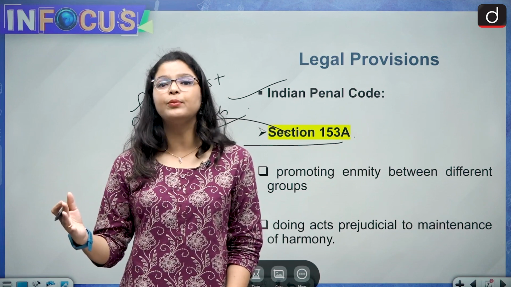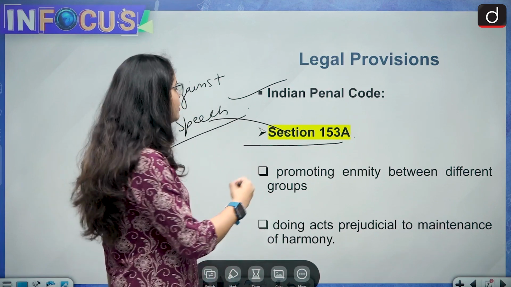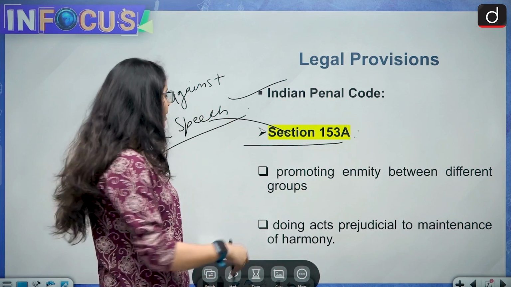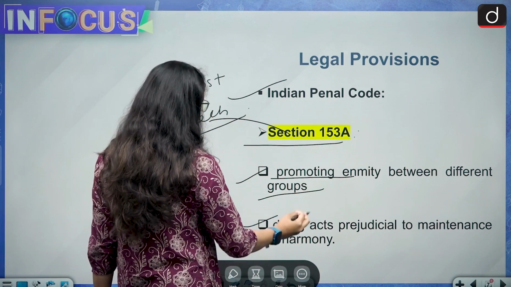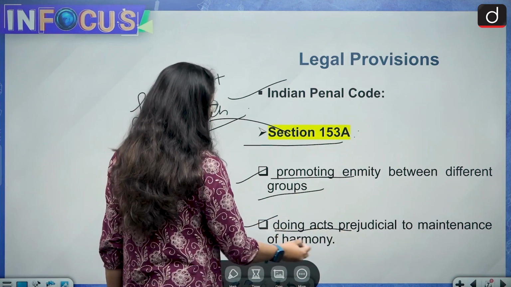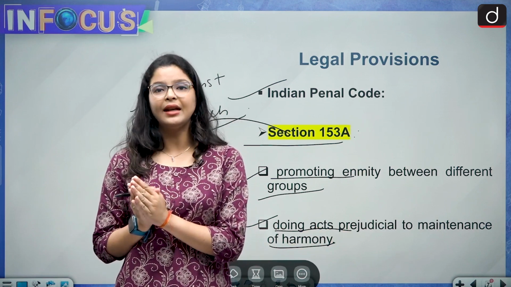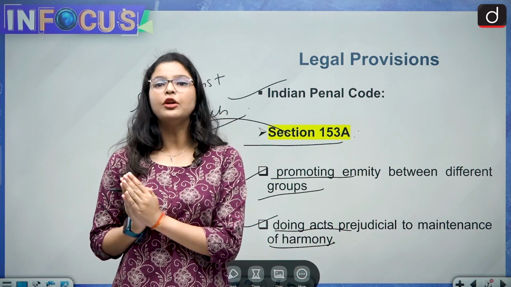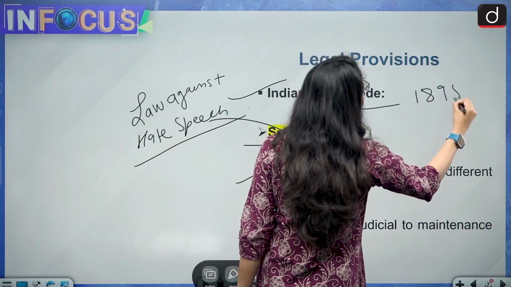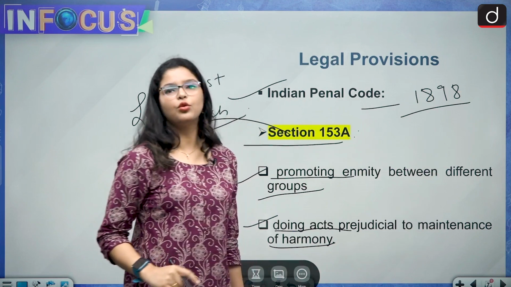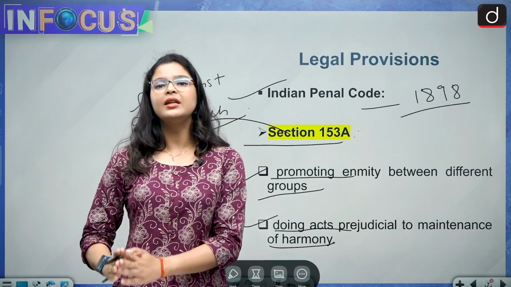You are spreading hate by your speeches, and this is specifically forbidden under Section 153A of our Indian Penal Code. It bars promoting enmity between different groups, and it also prohibits doing acts prejudicial to the maintenance of communal harmony. So communal harmony is essential to maintain, and this provision bars any spread of hate speech. It was enacted in the year 1898 by way of an amendment to the Indian Penal Code. So this was not there in the original Indian Penal Code, and it was added in the year 1898.